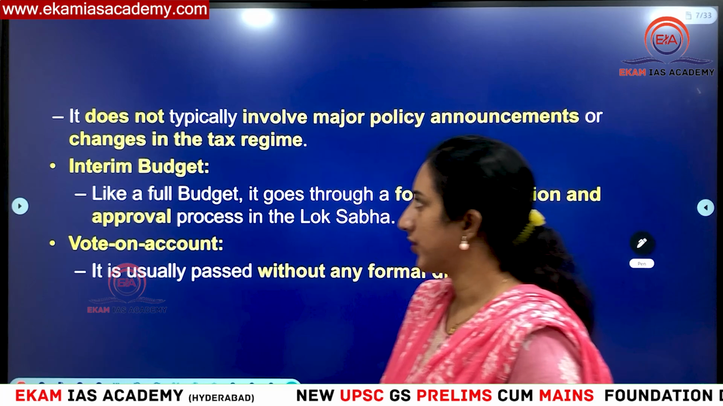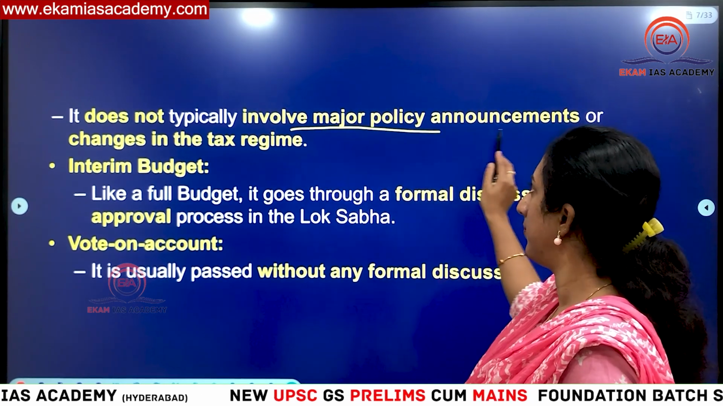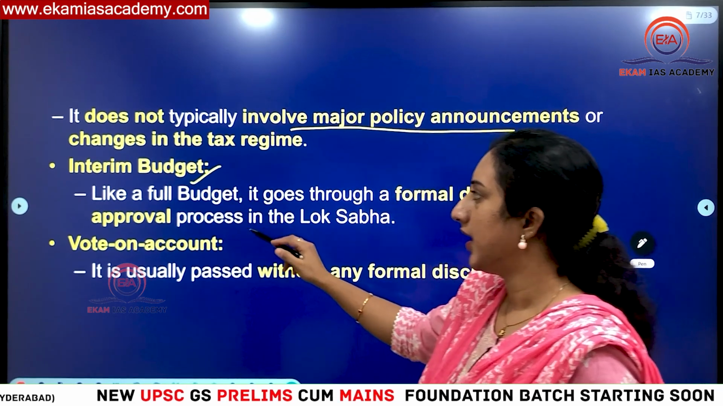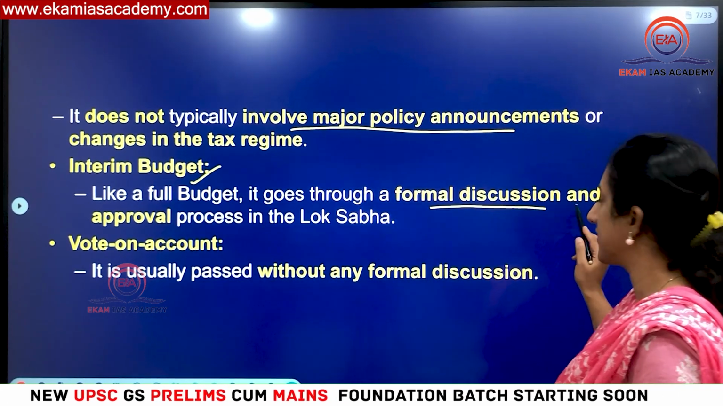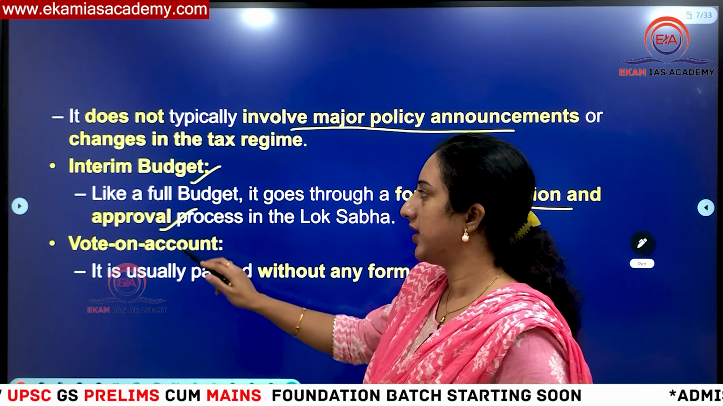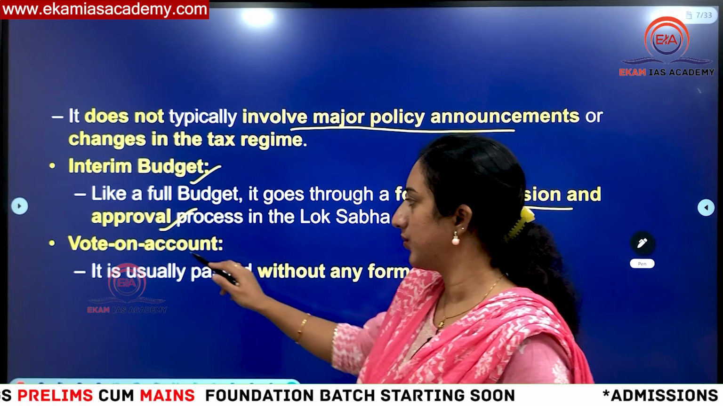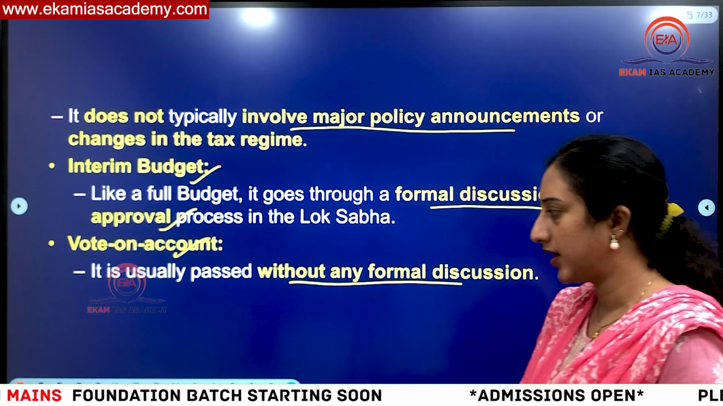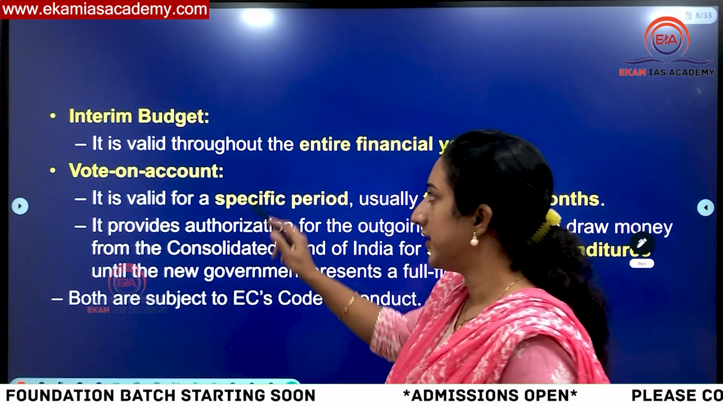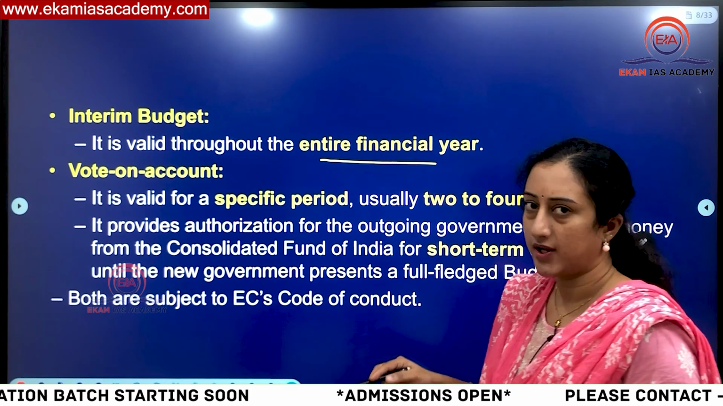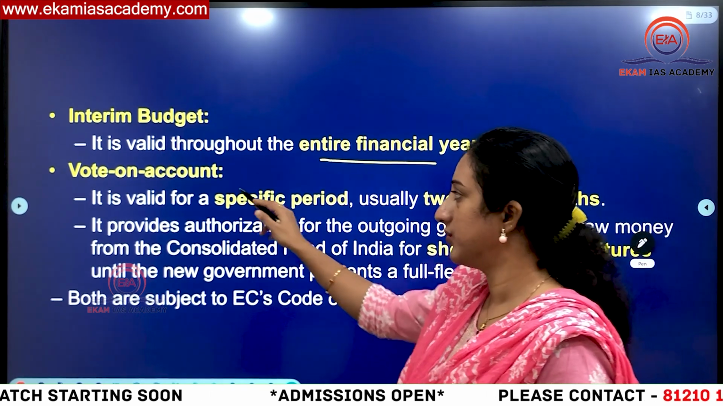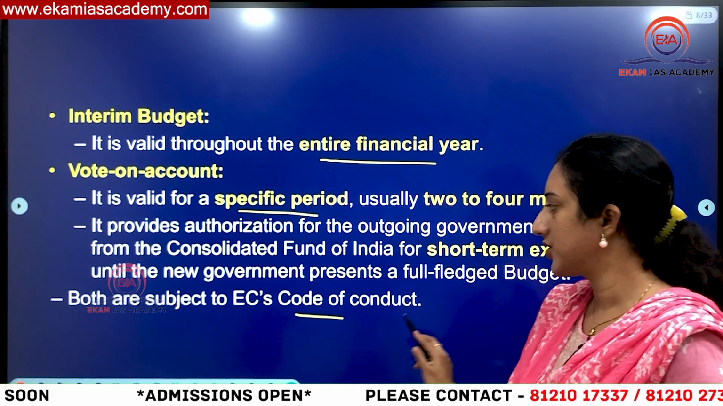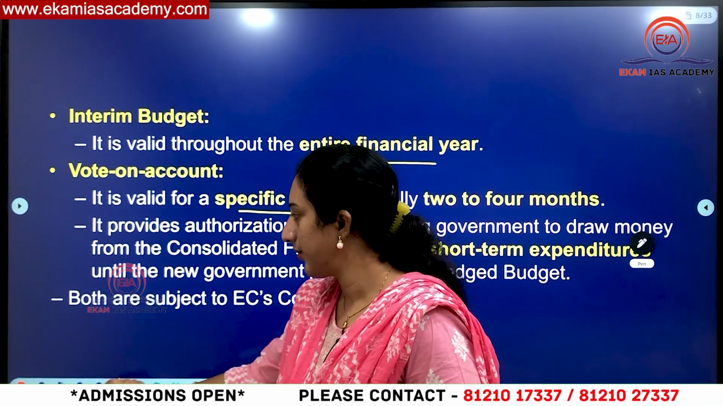It doesn't involve any major policy formulations in vote on account, whereas an interim budget can announce them. For an interim budget, formal discussion and approval is required, the same as a full-time budget, whereas vote on account can get passed without any formal discussion. As I told you, the interim budget is valid through the entire financial year, while vote on account is only for the specific period for which it is passed. Both are subject to the election code of conduct. So this is what you have to remember.